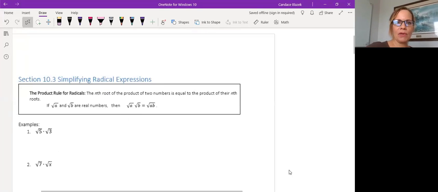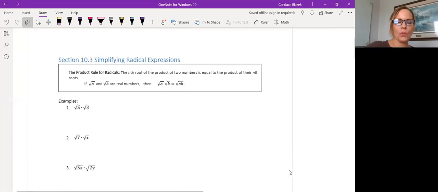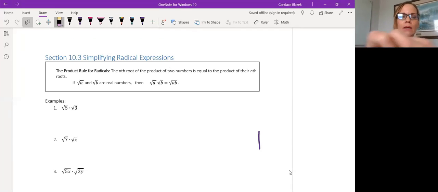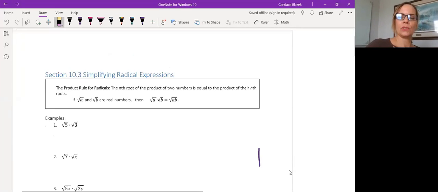And when we simplify them, we are going to look for any factors that are perfect squares. And then we're going to simplify them. Okay, before we do that, the last example from 10.1 that we did had an exponent that was greater than a 2. So it wasn't a square root.